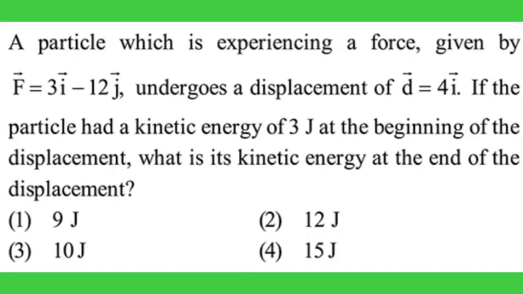A particle which is experiencing a force given by F equal to 3i minus 12j undergoes a displacement of d equal to 4i. If the particle had a kinetic energy of 3 joule at the beginning of the displacement, what is its kinetic energy at the end of the displacement? The options are: first one 9 J, second one 12 J, third one 10 J, and fourth one 15 J.